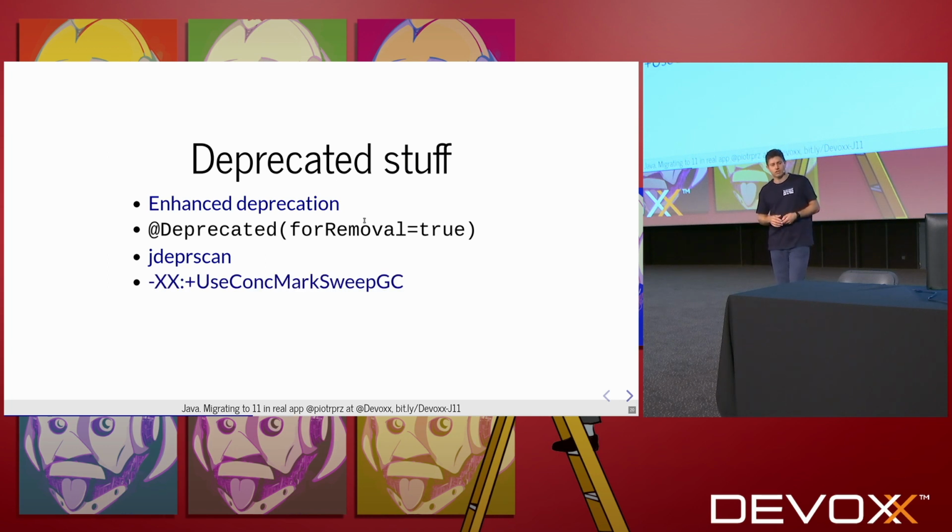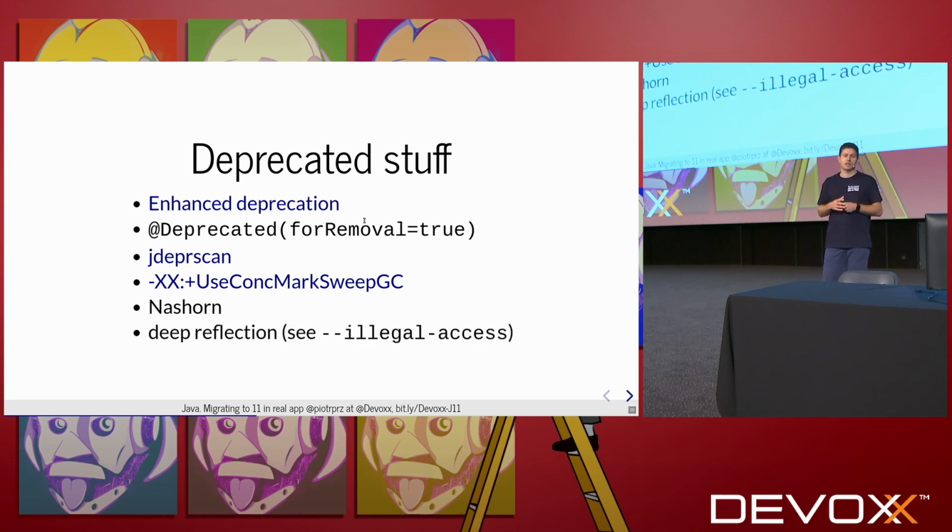And Concurrent Mark Sweep got deprecated, and most probably it's going to be removed in Java 14, maybe 15, we'll see. Nashorn got deprecated after being upgraded. And in my opinion, also deep reflection got deprecated. Who knows what deep reflection is?